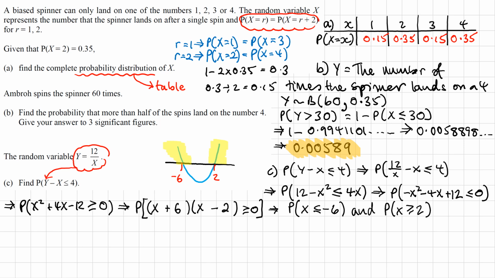Now I go back to the table and I find these probabilities. Now when is it less than or equal to -6? Never. So that's going to be 0. And when is it greater than or equal to 2? For these three values here.